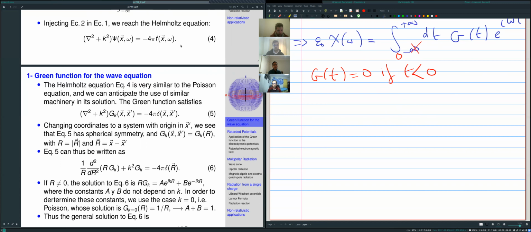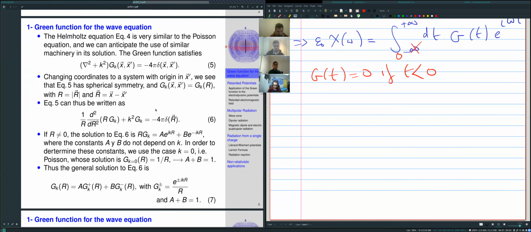Equation 4 is what we want to solve. Equation 5 is the equation for the associated Green function. Okay, so what's the difference? Well, in this case, in equation 5, the source term is just a delta function.